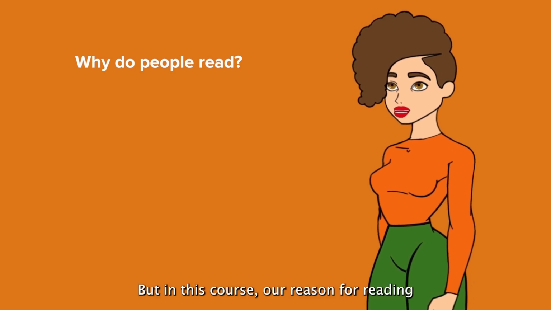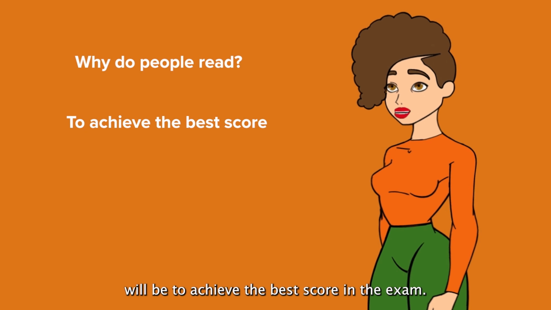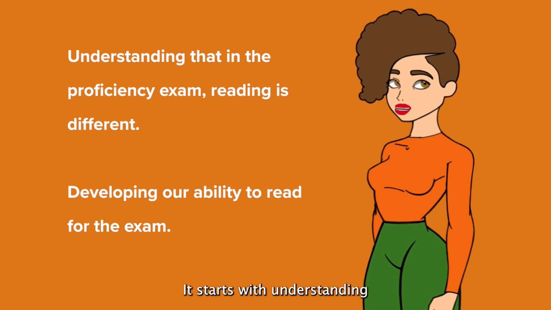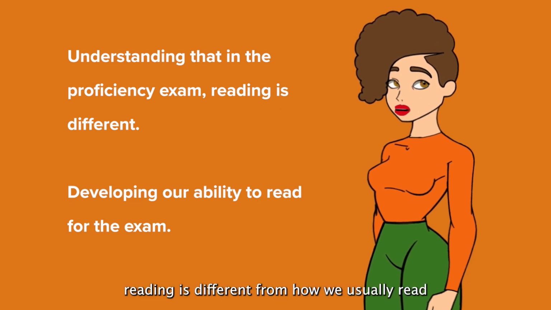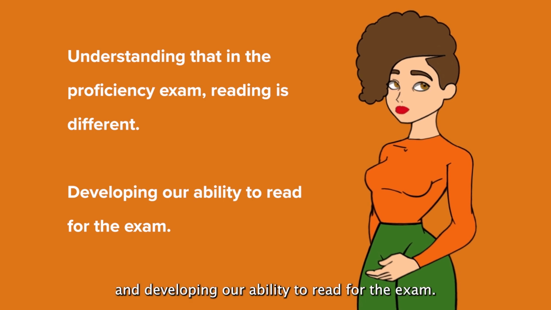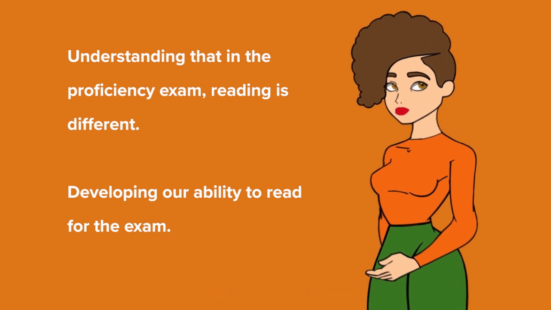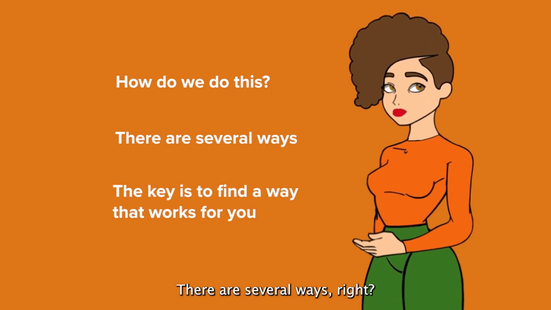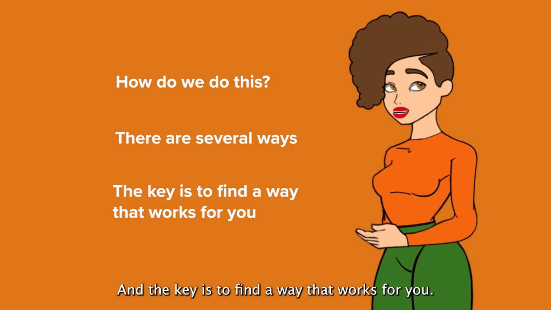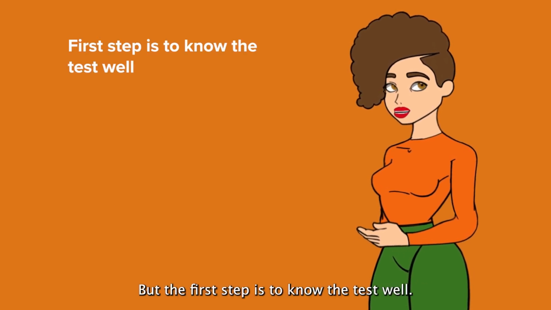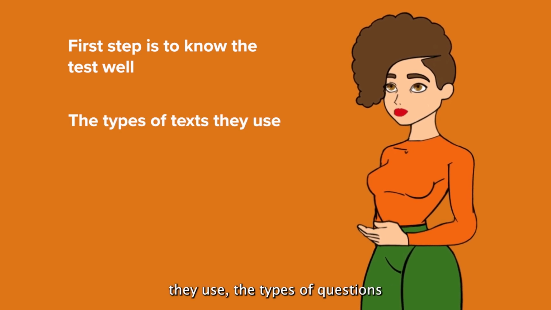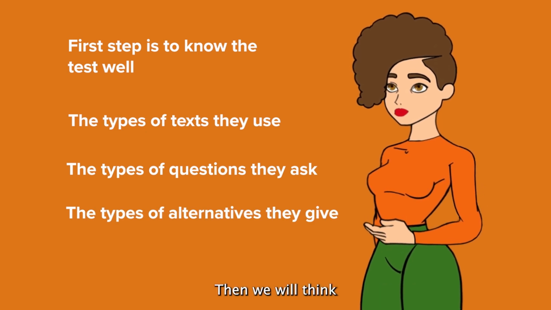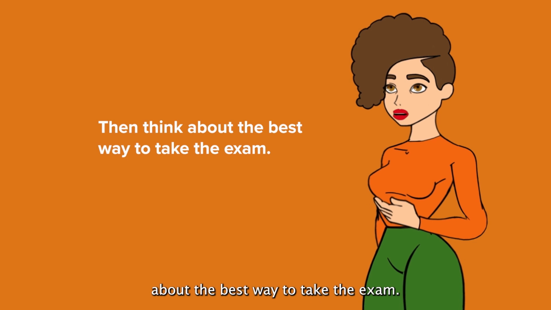But in this course our reason for reading will be to achieve the best score in the exam. And how do we do this? It starts with understanding that in the proficiency exam, reading is different from how we usually read, and developing our ability to read for the exam. And how do we do this? There are several ways, right? And the key is to find a way that works for you. But the first step is to know the test well, the types of texts they use, the types of questions they ask, the types of alternatives they give. Then we will think about the best way to take the exam.